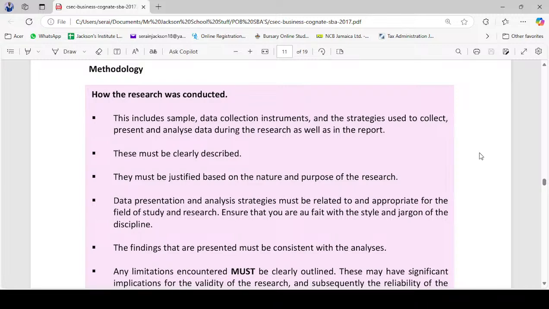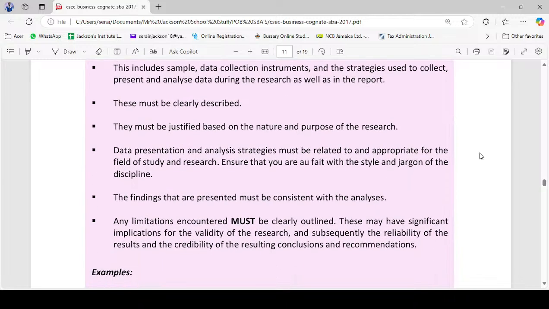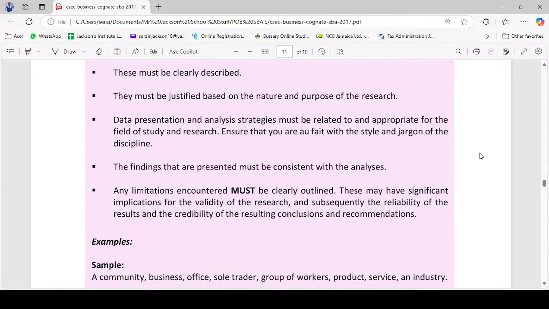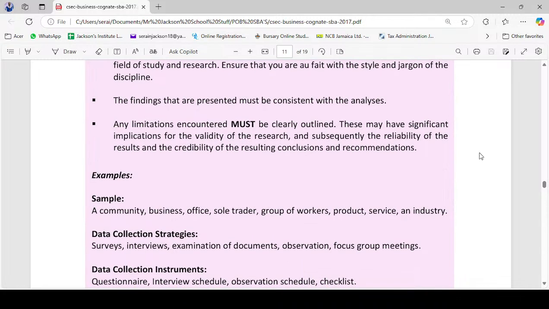So I want you to get a picture of the methodology. It is more descriptive in nature. You're telling how you go about collecting the data. Your instruments must be justified based on the nature and the purpose of the research. Data presentation and analysis strategies must be related to and appropriate for the field of study and research. Findings that are presented must be consistent with the analysis, right? Whatever limitation you face must be clearly outlined, right?